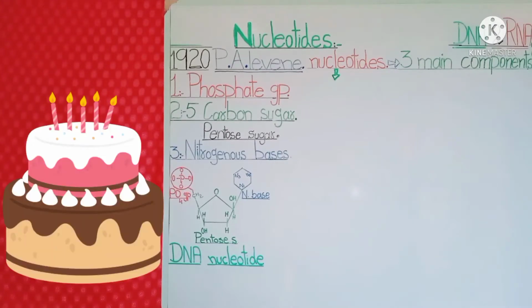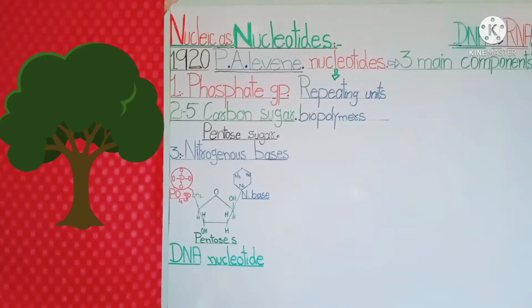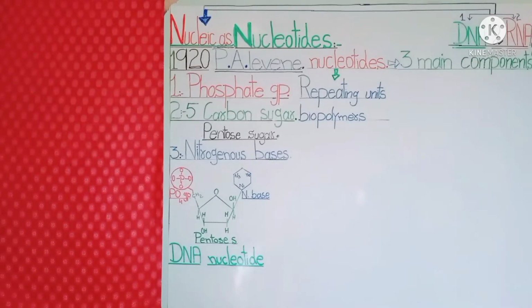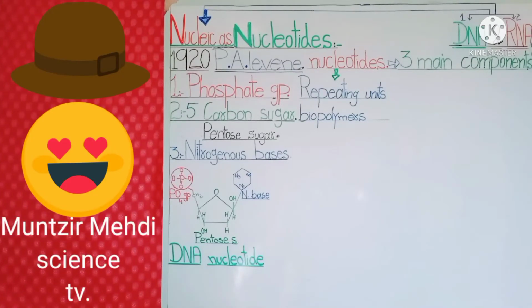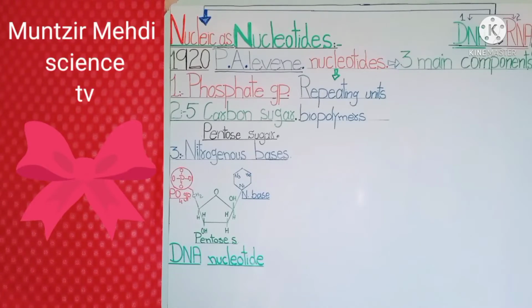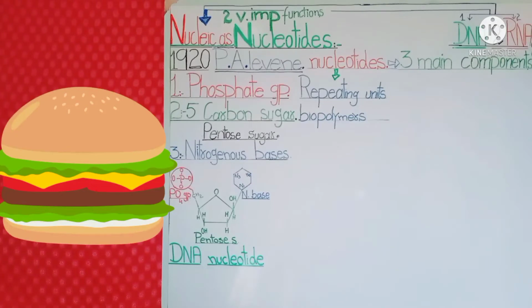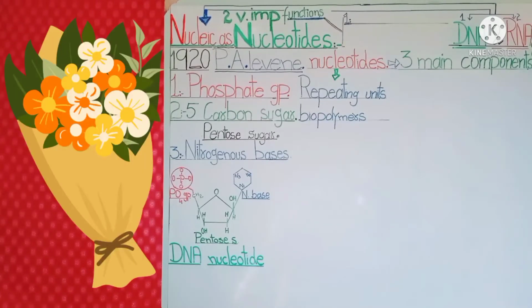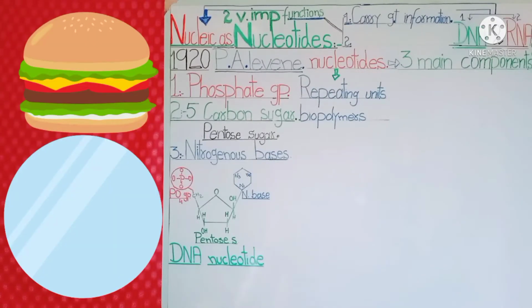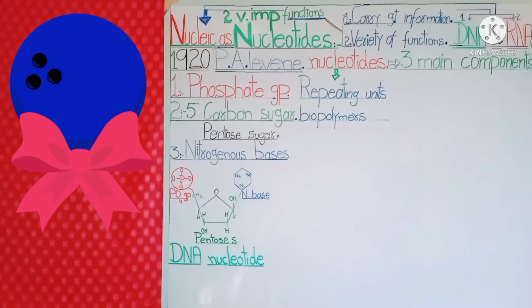These nucleotides are repeating units of biopolymers that are known as nucleic acids. Nucleic acids consist of two types. The first one is DNA and the second is RNA. In other words, nucleotides are building blocks of DNA and RNA. Nucleic acids perform two very important functions. The first one is that they carry genetic information. Second, they perform a variety of other functions such as translation, transcription and replication processes.